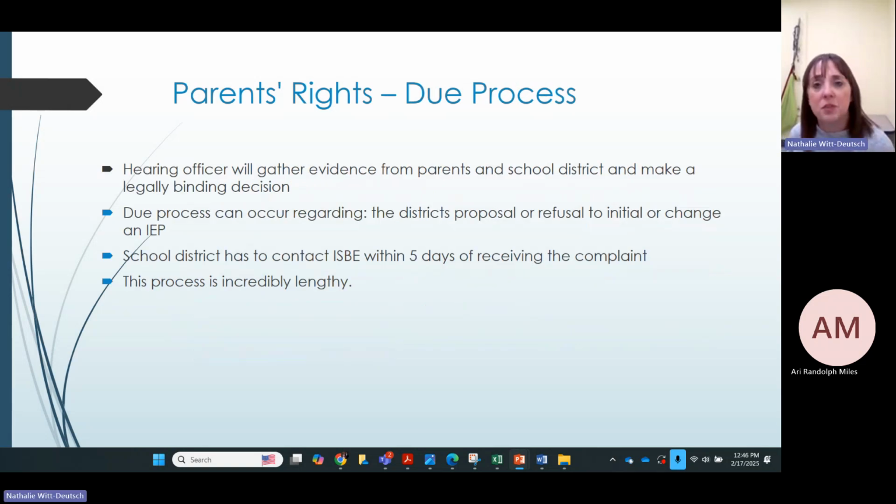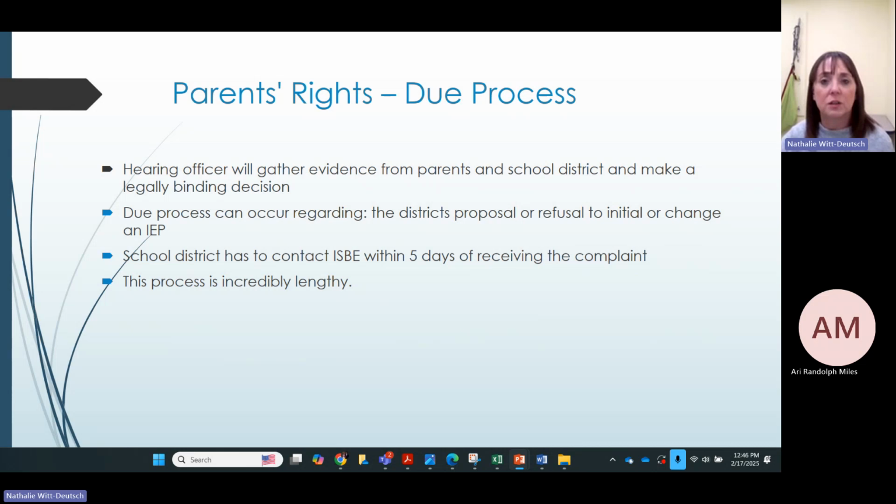And then the next step above that is due process. This is a legal proceeding. You don't necessarily go to court, so to speak, so you don't show up at the downtown offices, but you do show up in the presence of a hearing officer who will be gathering evidence from the parents and the school district and will make a legally binding decision.